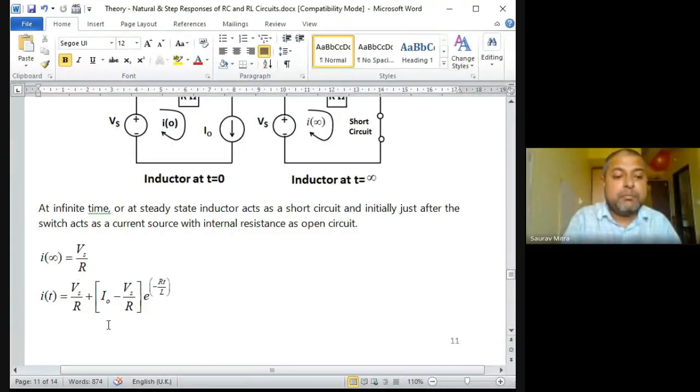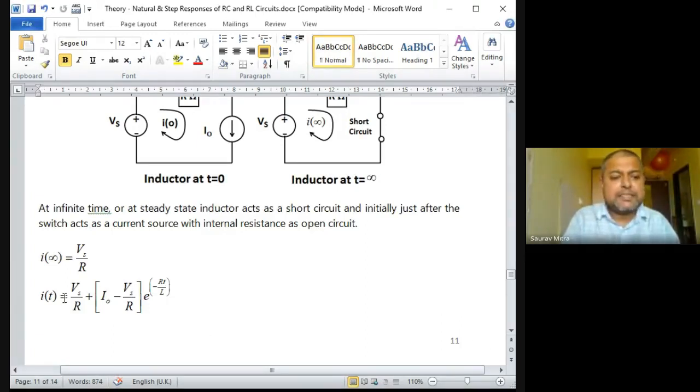That is actually called I0. Minus Vs by R into e raised to minus Rt by L. Again the same thing: R you have to take below L, and L by R is the tau for the inductive circuit. So the same way we will go and we will find that I(t) is equal to Vs by R.